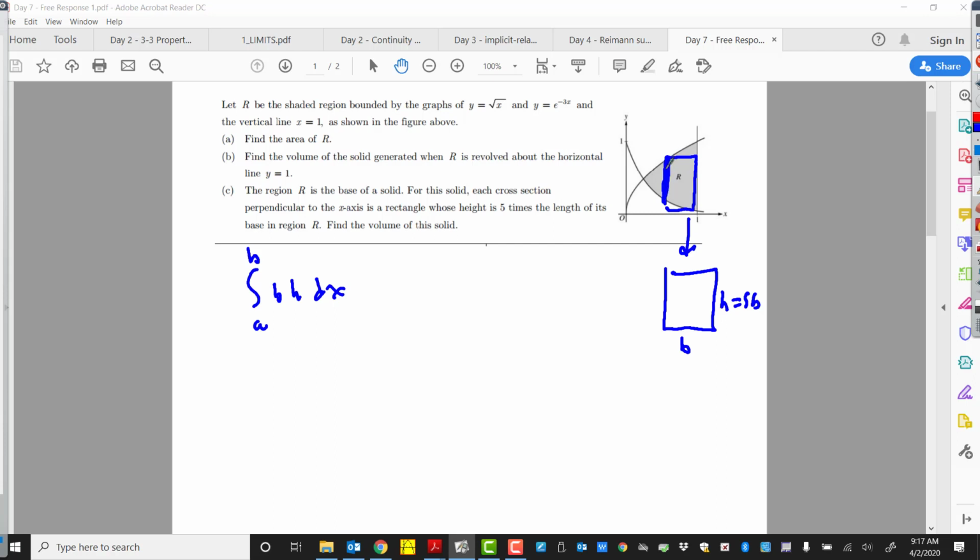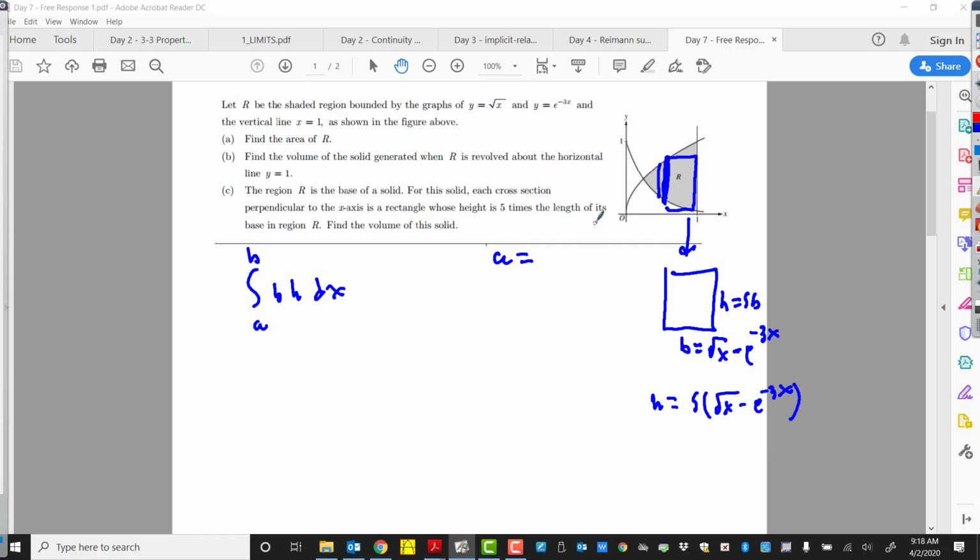Well, if the length of the base is just a distance here, what is the length from here to here at any given point of this area? Well, that length there, b, is equal to that upper function, the square root of x, minus our lower function, minus e to the negative 3x. So that means our height has to equal 5 times the square root of x minus e to the negative 3x. So when we plug this into our formula here, we're still using the same a, but let's write it again. A equals, let me get that number back.